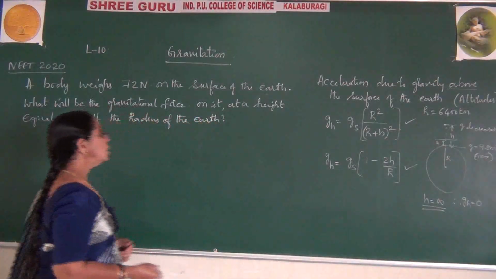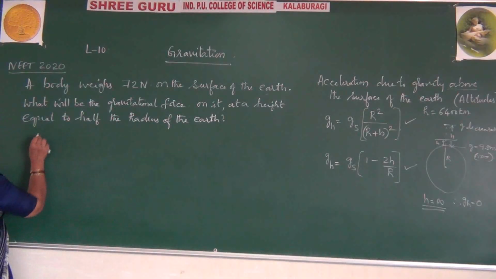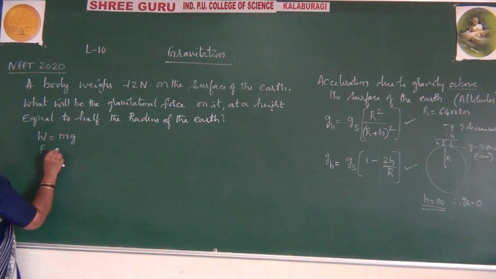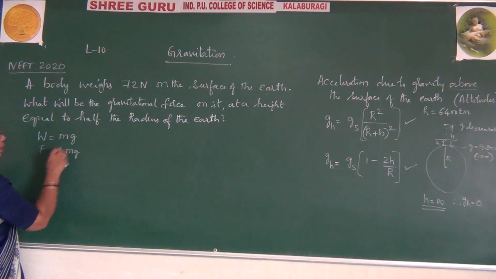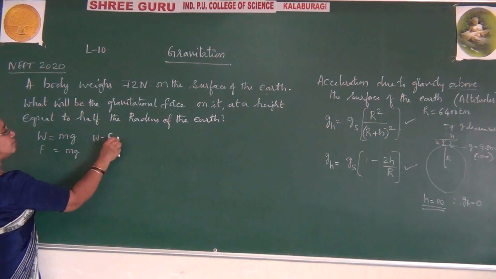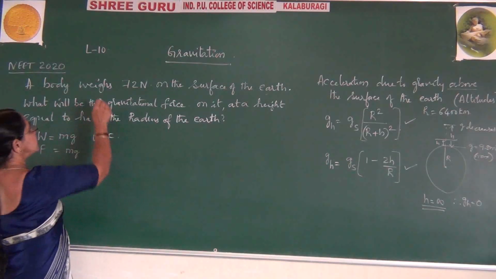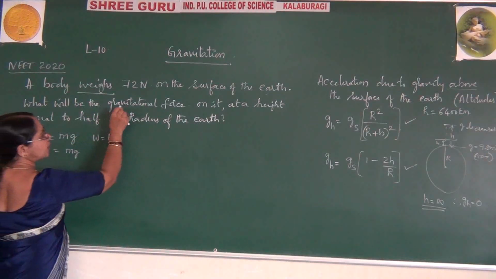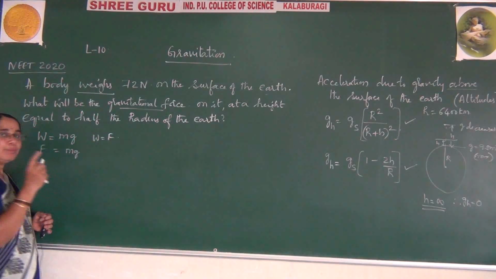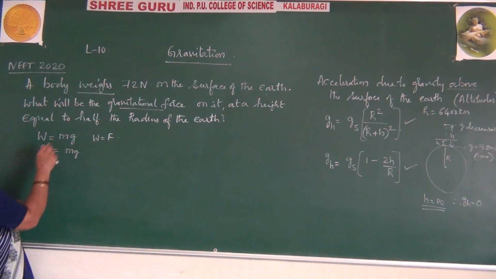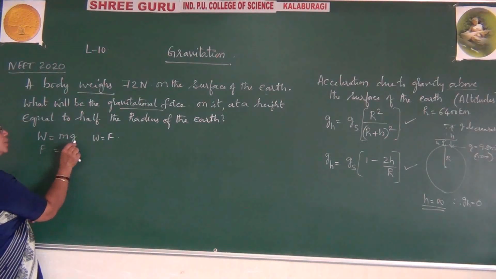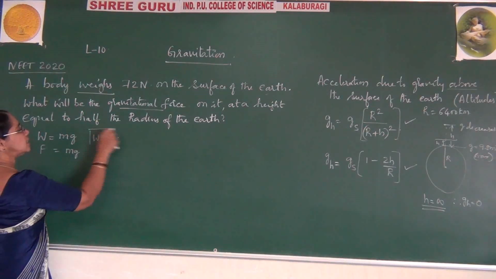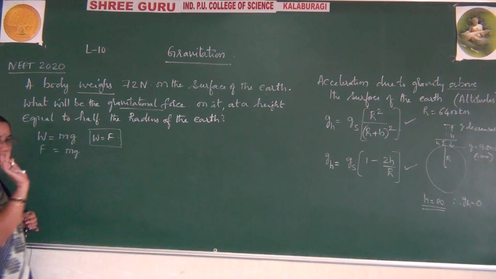So please observe. Weight is nothing but m into g. Force is nothing but m into g. So you are ready to say W is equal to F. This weight is nothing but force, and this gravitational force is nothing but force itself. Both have the same unit, Newton. So now you know the condition where W and F are the same.